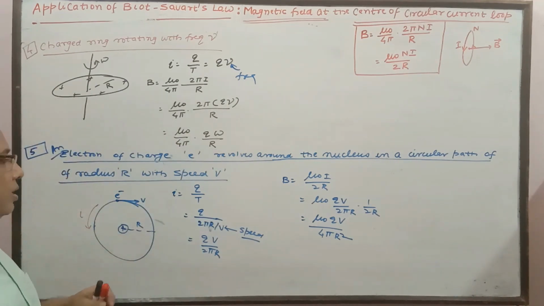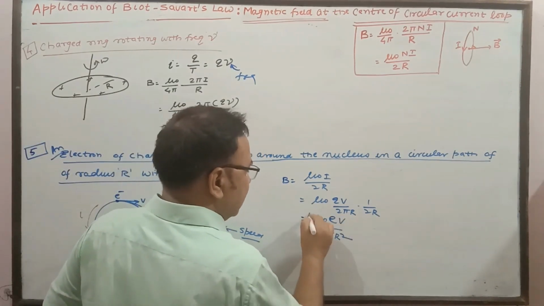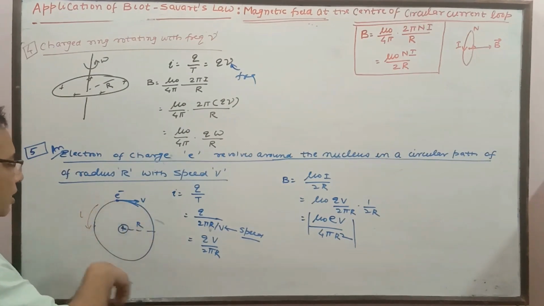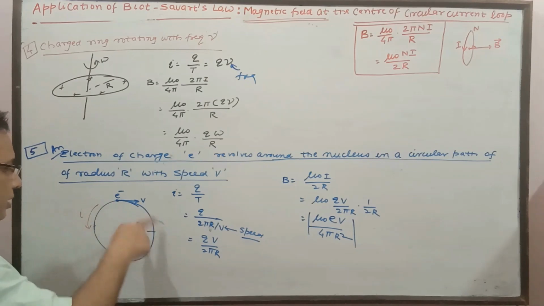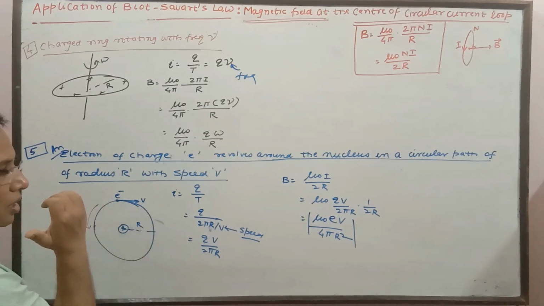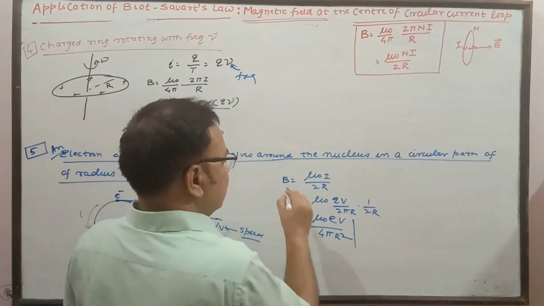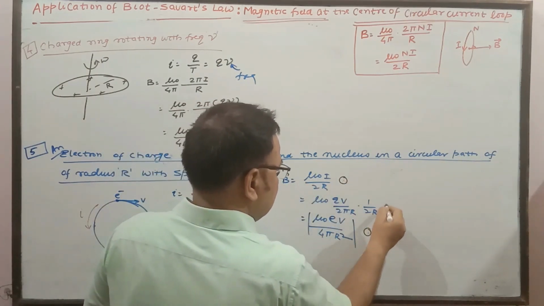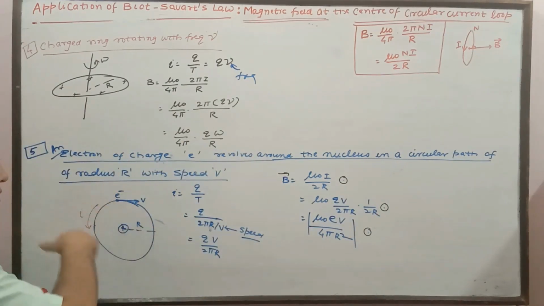R we are given, v we are given, q we are given, that is the electronic charge. So you put the magnitudes in place here. As far as magnitude is concerned, it is this. As for the direction, the direction of current is anticlockwise, so the field is towards us. If you want to put it in vector form, this is the vector. So this is the direction of the magnetic field, towards us as per the direction of current.